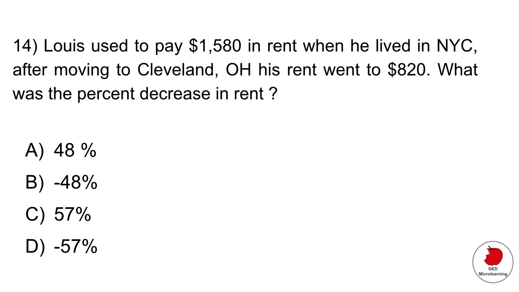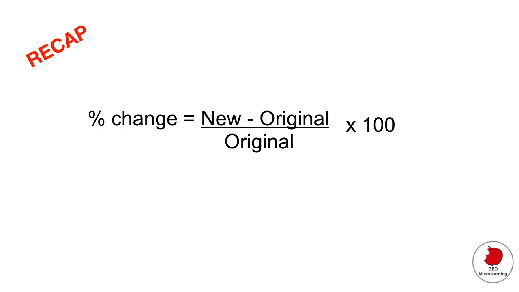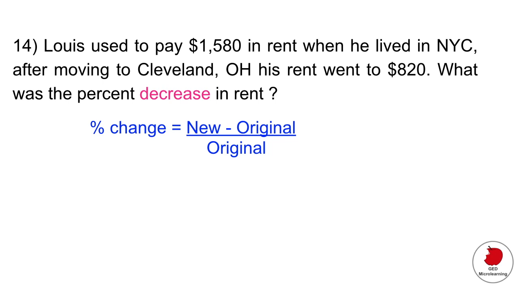Okay, so here we would use the same formula. But notice that the question asks for percent decrease. So when you actually use this formula, you would plug in your numbers. The new rent in Ohio is $820, and you would subtract from that the original rent, which was $1,580, and divide by that same amount.